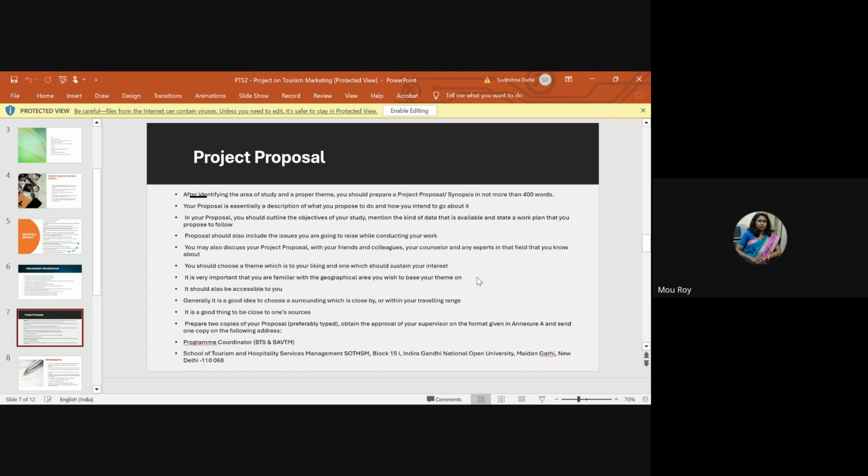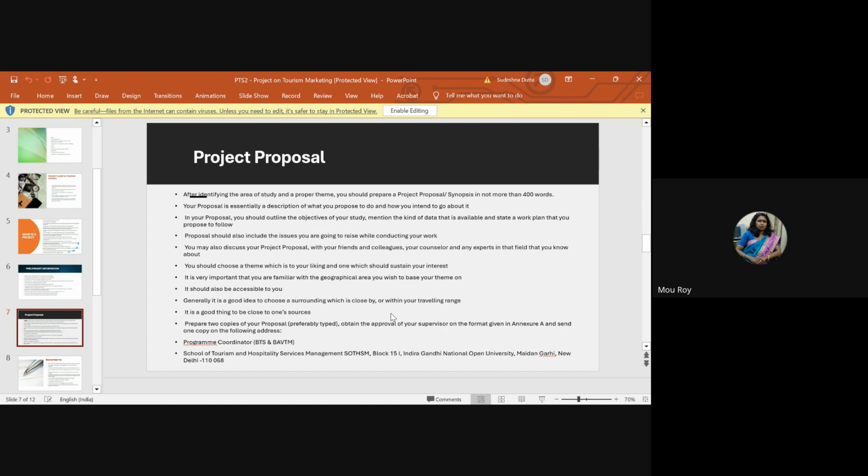Yes, so it should be accessible to you, that is very important. And choose a surrounding which is close by. As I told you, don't choose a place which is far away from your place. And prepare, this is very important, two copies of proposal, understood? You should prepare two copies of proposal.